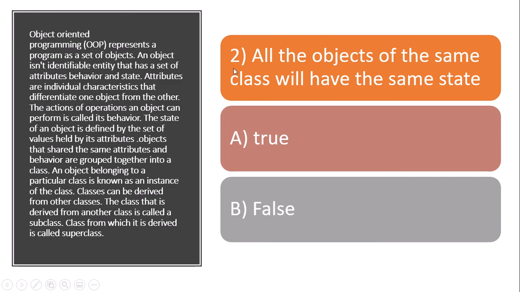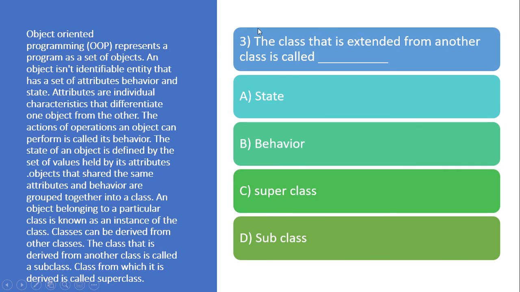The next one is: all the objects of the same class will have the same state. No, it is false. Sometimes the state will be different. It may be solid, it may be a gaseous state, it may be a liquid state, whatever it is. So the state will be different. It is false.